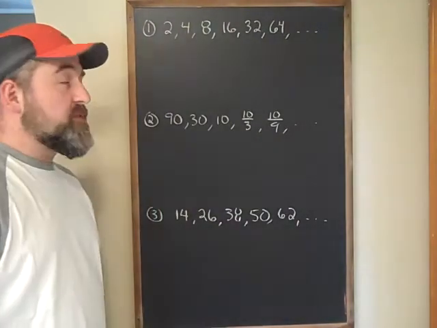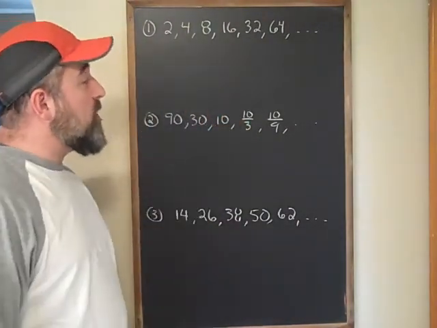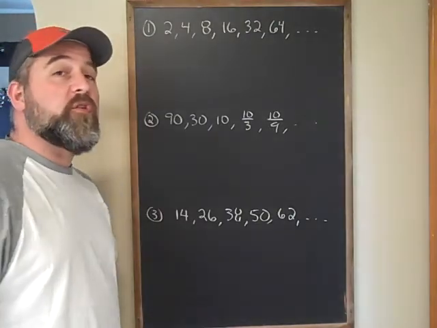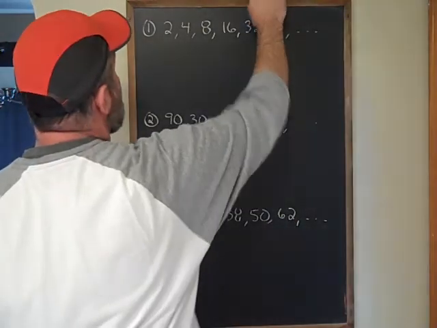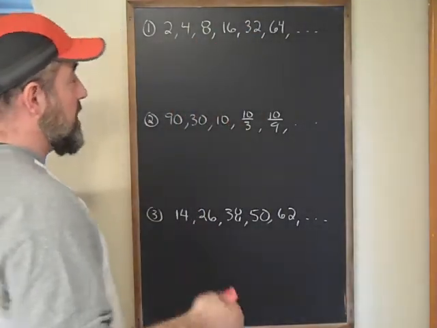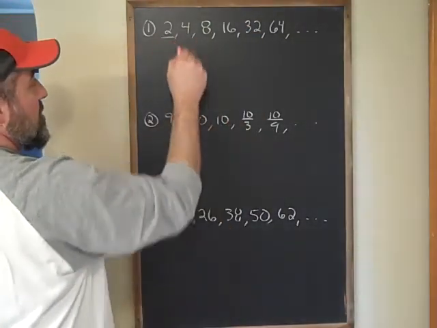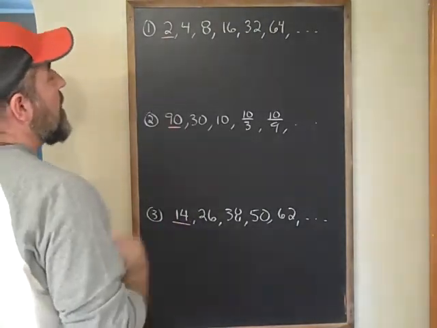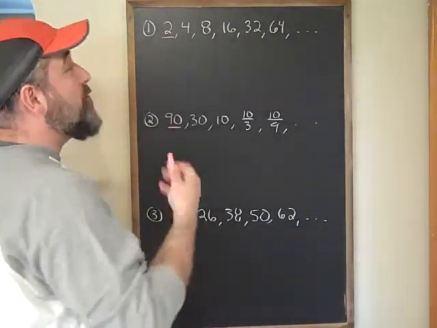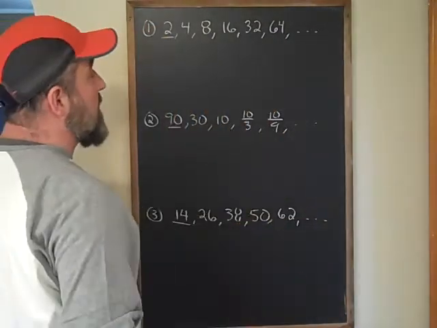In this set of examples, we're given sequences and we're asked to write the recursive formula for them. So what we have to do for each of these is identify the first term, which is going to be pretty easy because it's given there. Then we have to determine how you get from one term to the next.